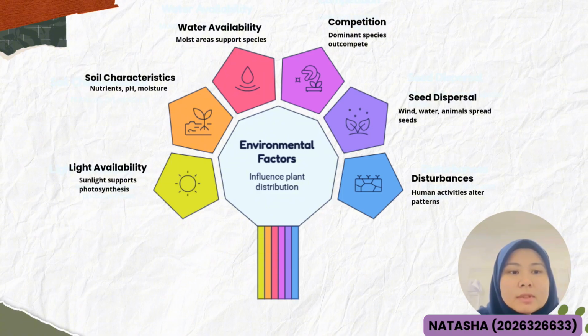Finally, human activities and natural disturbance such as land clearing, flooding, storms, or fire may alter vegetation patterns and reduce species diversity. Natural variation in plant distribution also contributes to differences among quadrants, as some species occur in clusters while others are randomly distributed.